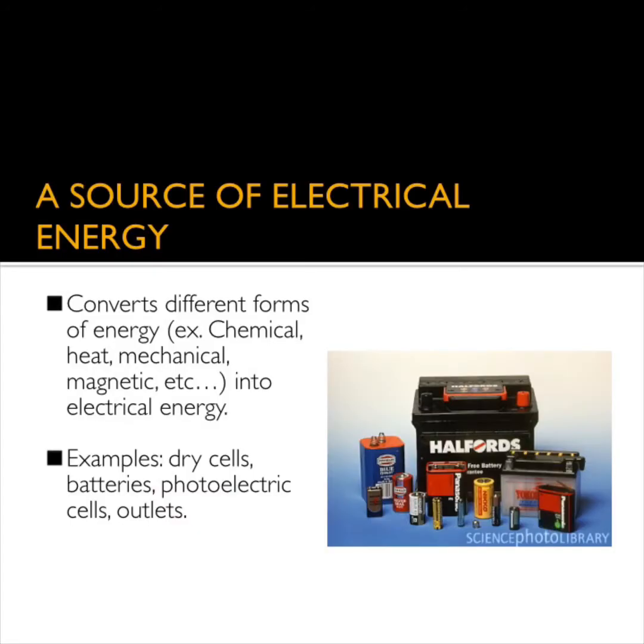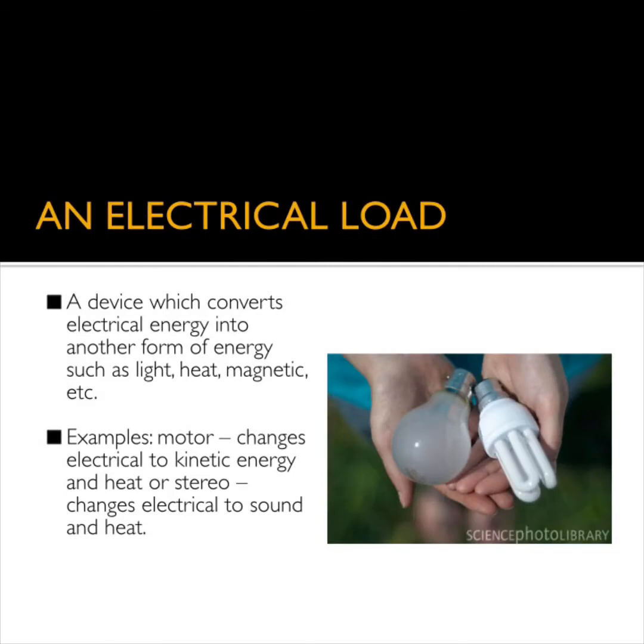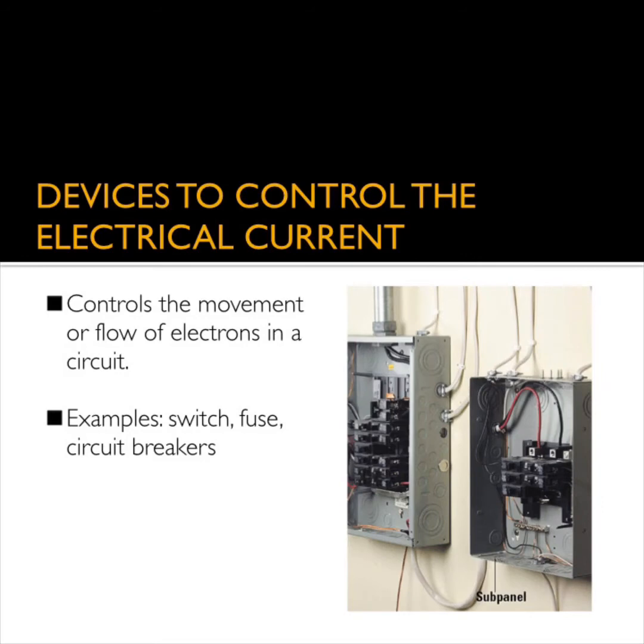which converts different forms of energy, for example, chemical, heat, mechanical, magnetic, etc., into electrical energy. Examples include dry cells, batteries, photoelectric cells, and outlets. A circuit also needs an electrical load, which is a device that converts electrical energy into another form of energy, such as light, heat, magnetic, etc. Examples include a motor, which changes electrical energy to kinetic energy and heat, or a stereo, which changes electrical energy to sound and heat.